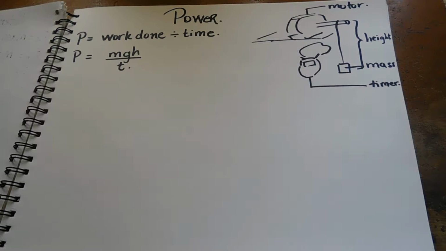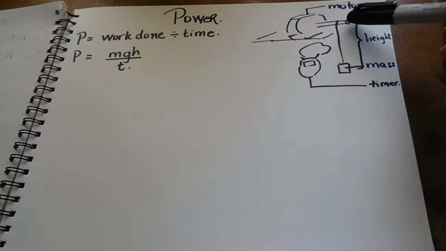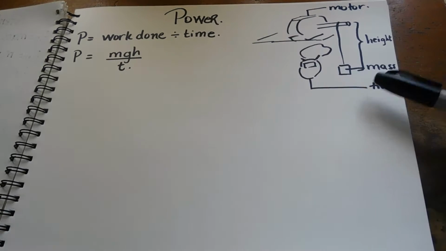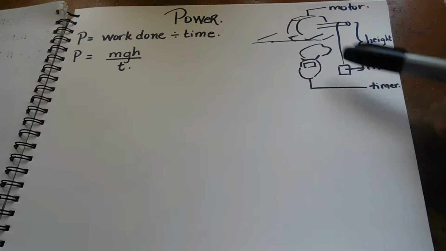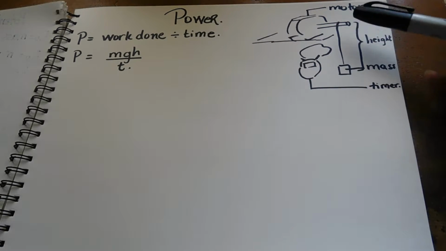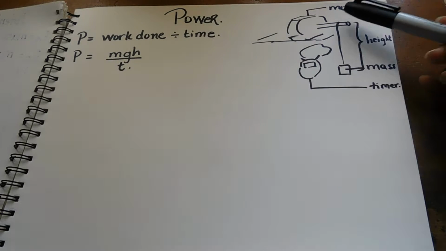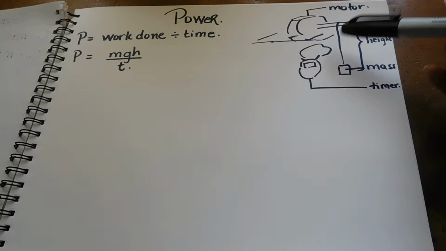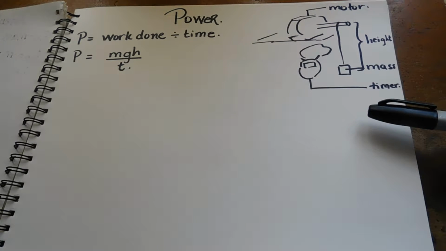Alright, power. Power is work done divided by the time, right? I have drawn a lovely motor, and here you would see there is a piece of string attached to a mass. And to determine the power of the motor, you would let it run, right? You would time how long it takes to lift something up off the ground, and you would stop it and determine its height, right?